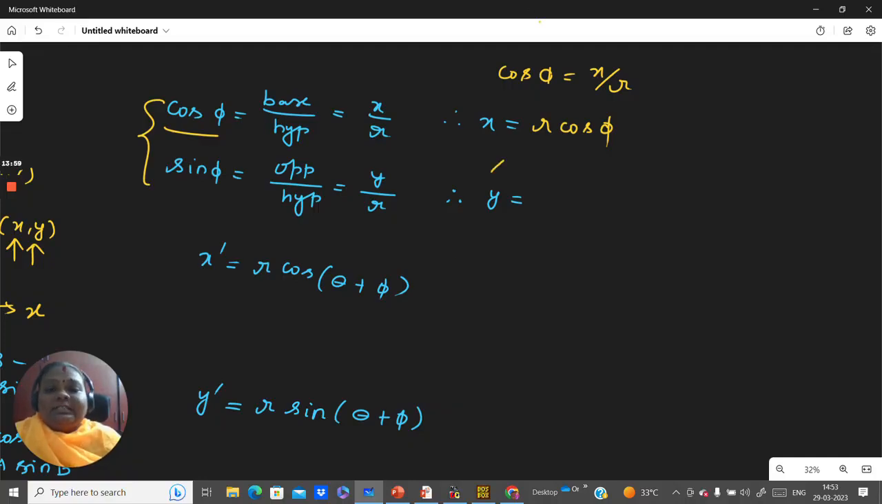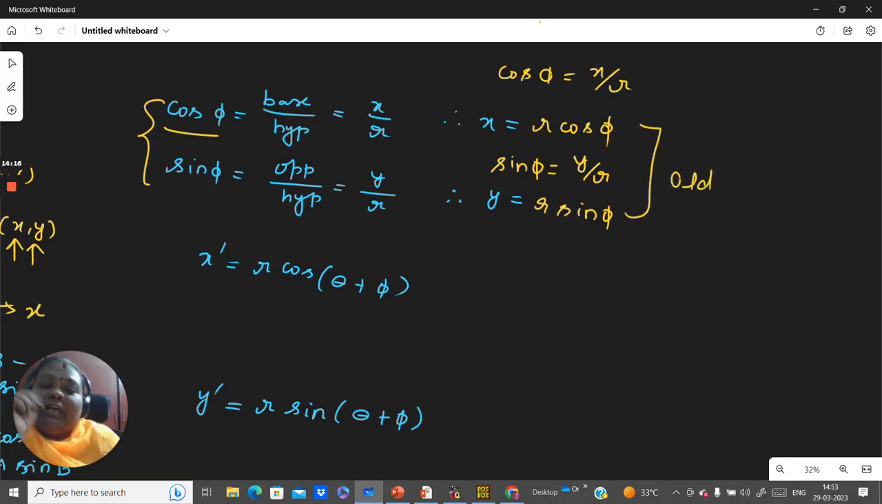So sine phi can be given as y by r because it is opposite by hypotenuse. So y can be given as r into sine phi. Okay, right. So let's see the new value x dash. The old values I have given in the form of an equation, that is x and y. The new values x dash and y dash I just want to retrieve.